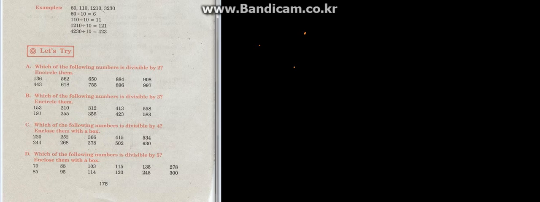Then let's move on to the "Let's Try" section. Question A. Which of the following numbers is divisible by 2? Encircle them. Here, let me choose just two numbers. I will choose 908 and 997.